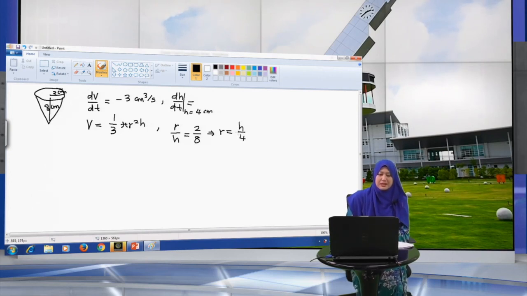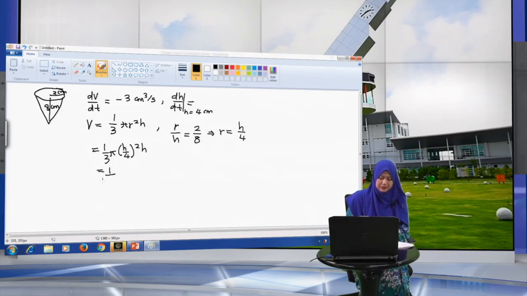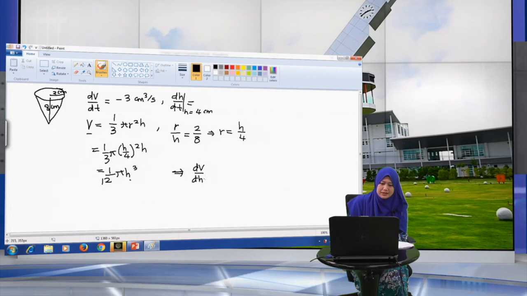Now we can put this relation back into the volume. So volume is 1/3 pi, and r is h over 4, squared, times h. You can calculate this to equal 1 over 12 pi h cubed. Now we have the relation between V and h. From here we can find dV/dh is equal to 1 over 4 pi h squared. Simple, right?